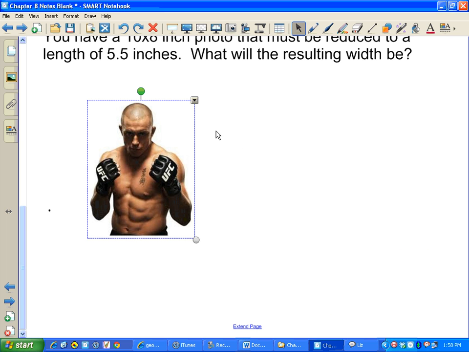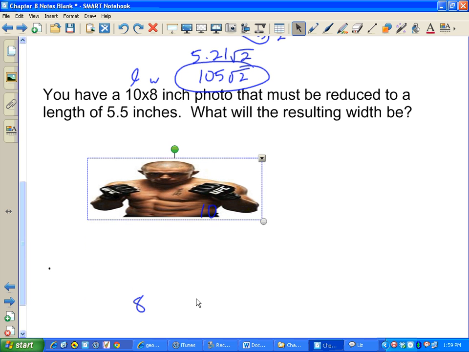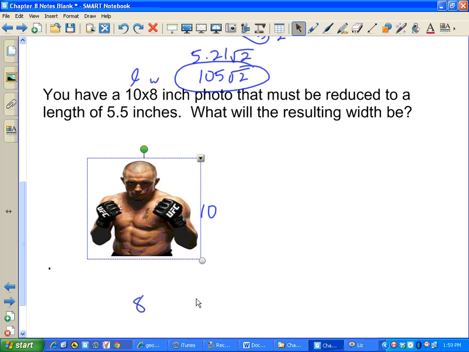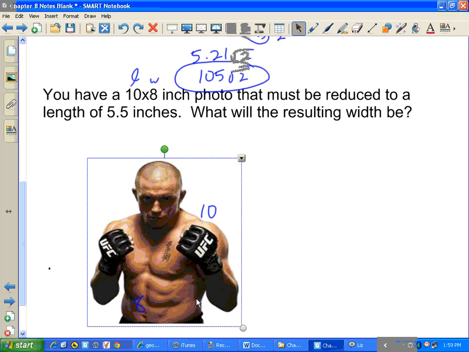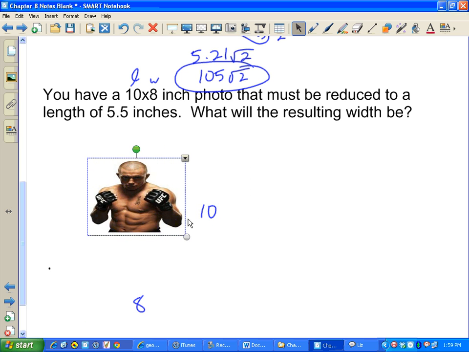All right, so I've got an image of Georges St. Pierre, greatest fighter of all time, and I've got this picture of him, and it's 10 by 8. I want to keep that same dimension because if I don't keep the same dimension, Georges St. Pierre is going to look weird. I want to keep the same proportion, so I don't want him to get stretched too thin or get all squished up.